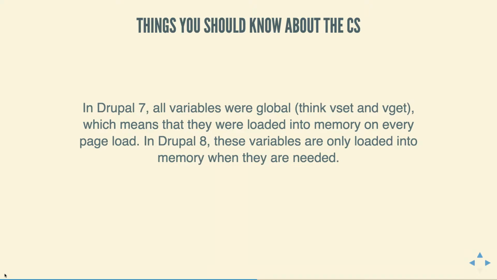Last note, in Drupal 7, all variables were global. Think about the commands variable set, variable get. That made them really easy to access, but also you had to load them into memory on every page load, so it's not super efficient. In Drupal 8, variables are only brought into memory when they're needed, so it's a little more efficient. I should note, by the way, if you have questions, feel free to stop me as I go along.